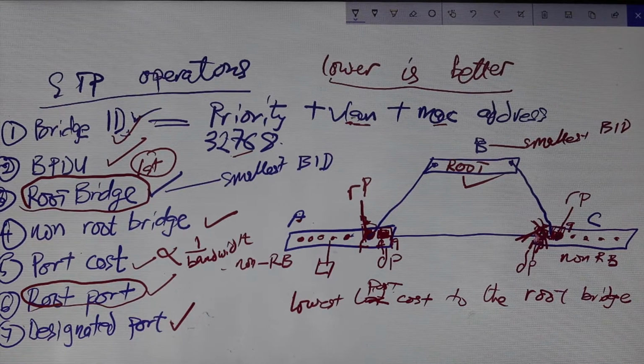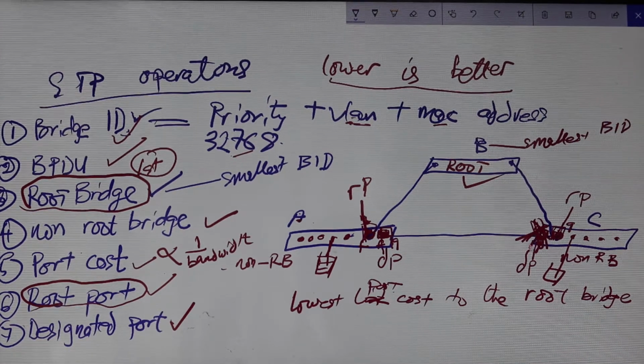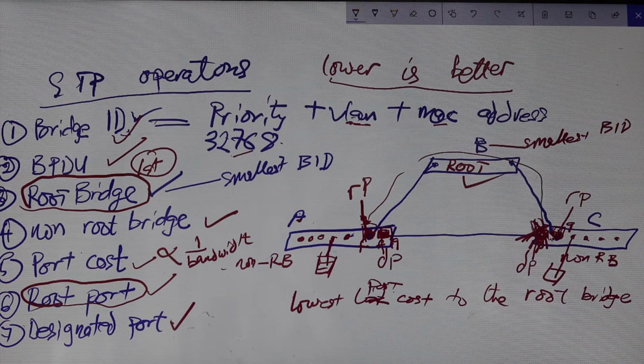So, STP has put this port in a blocking state. So if a PC connected to switch A here wants to communicate with another PC here, even though this link looks shorter, because this port is in a blocking state, the packet cannot go through this port. It will go all this long way here to communicate with a PC connected to switch C.